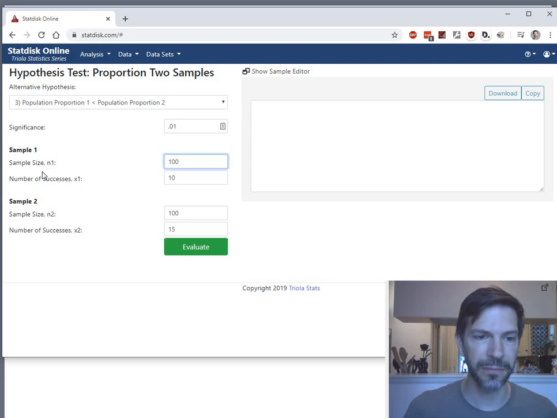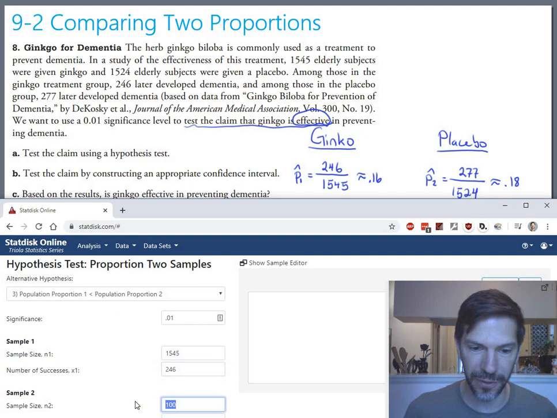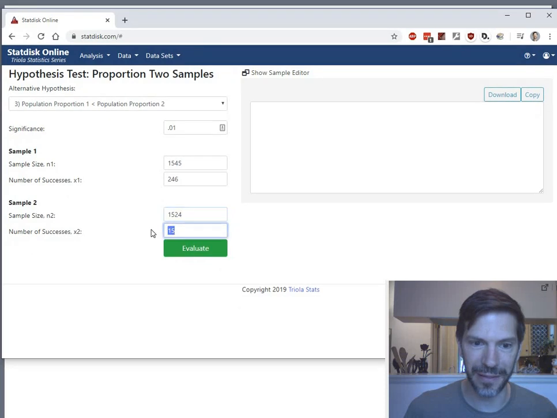Okay, and then sample 1. That was our ginkgo group. And again, this is where it gets important to make sure that your hypothesis and your sample numbers are all talking about the same thing. So make sure you're careful with that. Sample 1 for us was the ginkgo group. 1545 was the sample size, and then the number of successes. I don't know if getting dementia counts as a success, but it's what we're tracking here. So 246 out of 1545. For sample 2, it was 1524 and 277 successes.